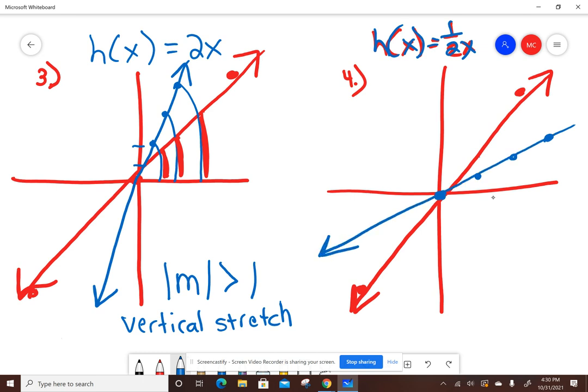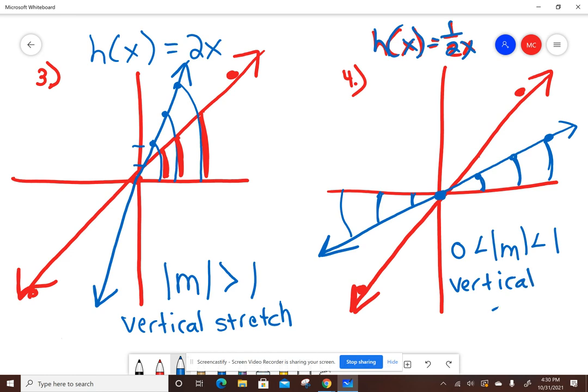And this is a vertical shrink. Now, with a vertical shrink, notice that every point on the blue line is closer to the x-axis than every point on the red line. That's what a shrink does. So when the absolute value of the slope is in between 0 and 1, this is called a vertical shrink.